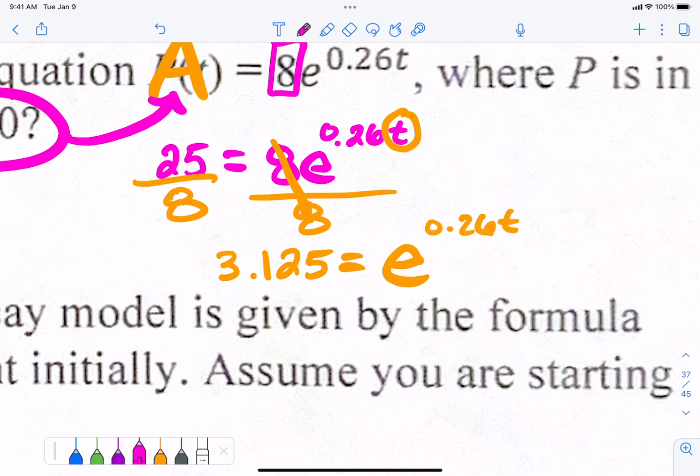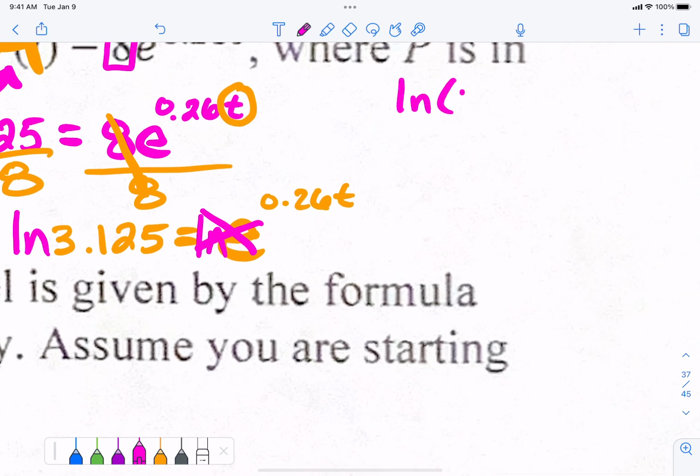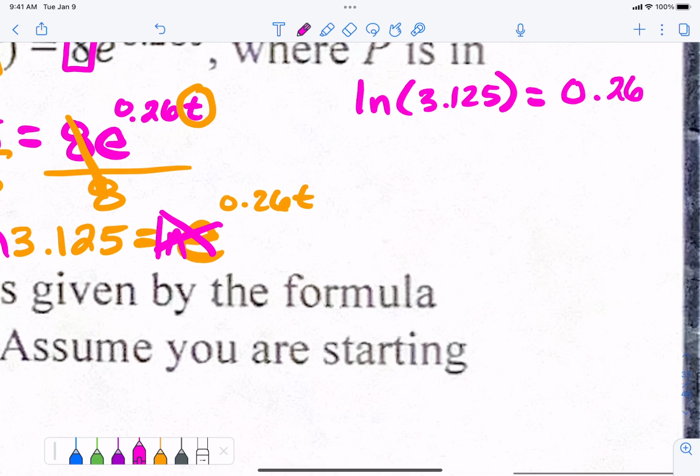Okay, now what do we do? ln, because we want to cancel the e. ln and e cancel each other. Now, just on the right side, not on the left, we still have ln of 3.125 on the left, right? Equals, and then that stuff comes down. 0.26 times t. Now I have to get rid of the 0.26, so I'm going to divide it over.